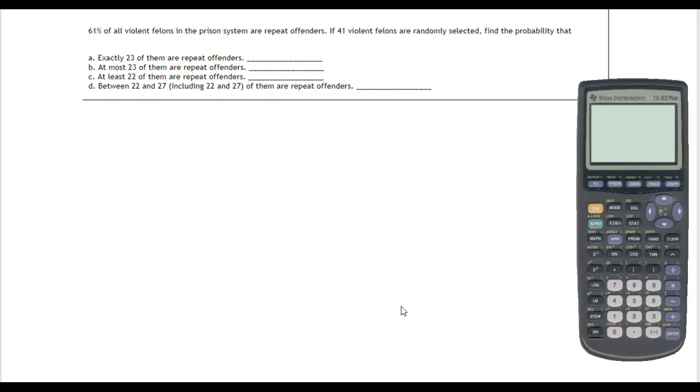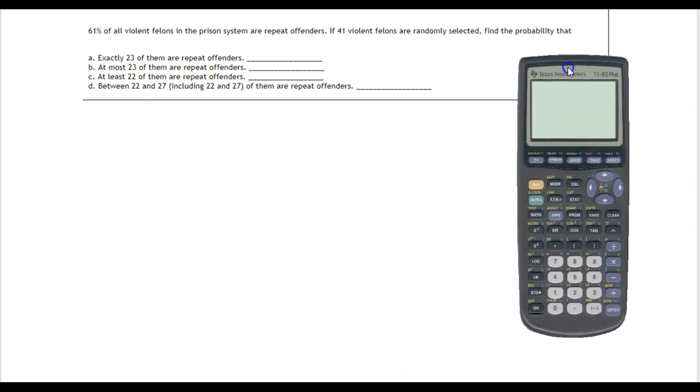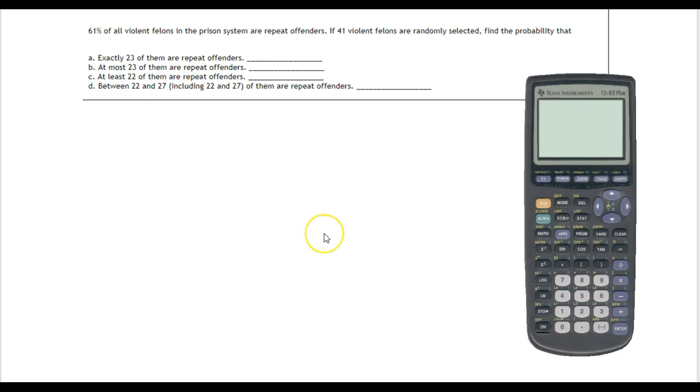61% of all violent felons in the prison system are repeat offenders. If 41 violent felons are randomly selected, find the probability that... Okay, here we're looking at whether they are a repeat offender or they're not. So this is a binomial question. And so we're going to use the binomial function in our calculator to actually calculate these probabilities.